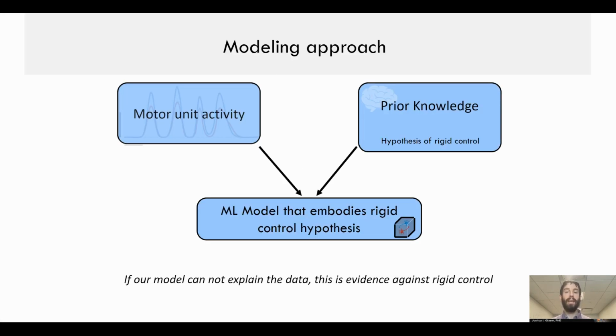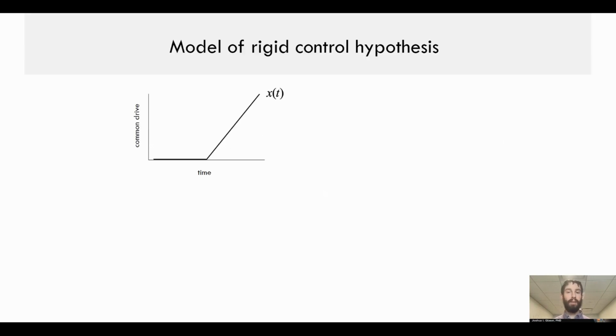And the general idea is that if this model, which is representing the rigid control hypothesis, cannot explain the data, if it's making systematic errors in explaining the motor unit data, that is evidence against this idea of rigid control, which our hypothesis is kind of within the model. Now let me walk you through the model.